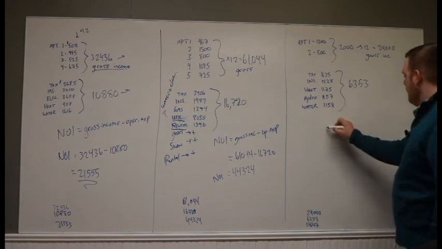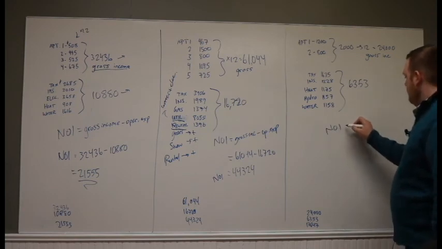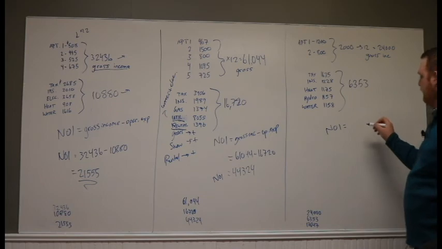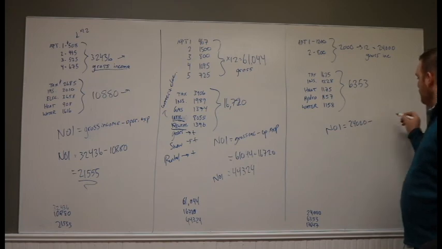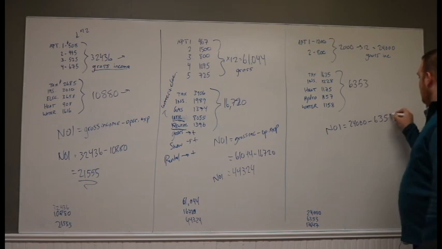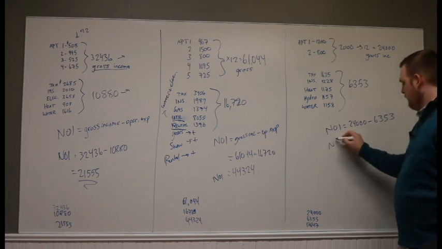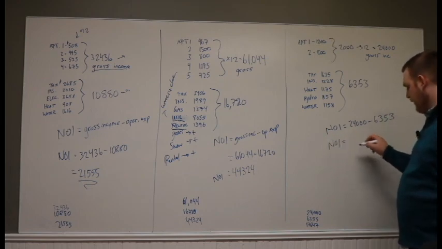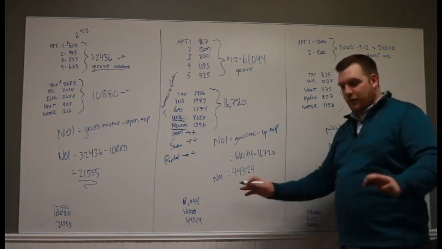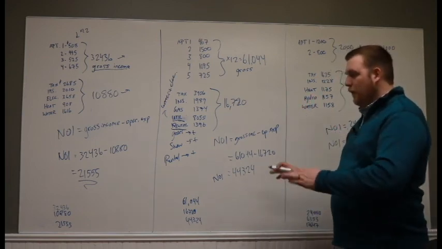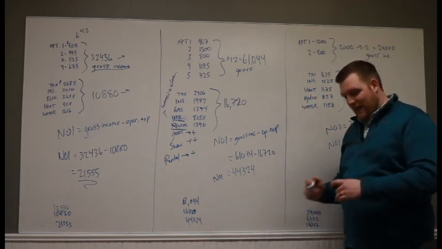So 24,000 minus 6,353. That means our NOI, again, I'm just taking all of our gross income and minusing our operating expenses. So what's our net operating income on this property? $17,647. Now in another video we'll talk about other expenses, but for now, that's all you need to know on how to calculate your net operating income.